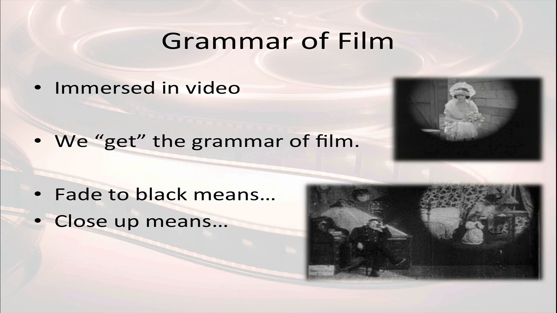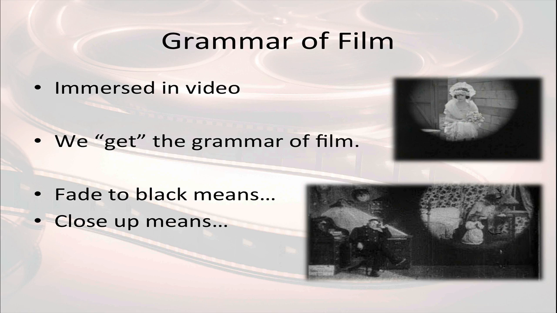To their benefit, we as a society are pretty immersed in video and film already. We tend to understand the grammar of film even before we've studied it in a class like this right now. So for example, fade to black usually means the time has passed. We see scene A, fades to black, we see scene B. We just fundamentally get that time has passed.